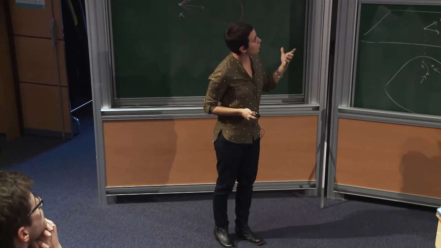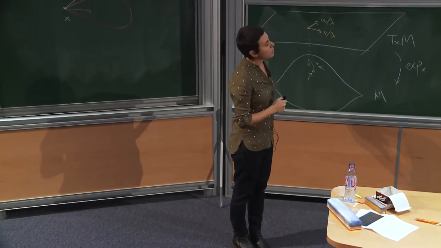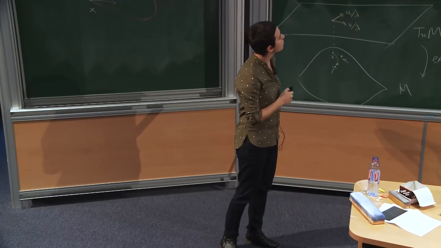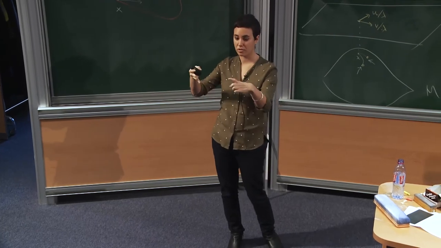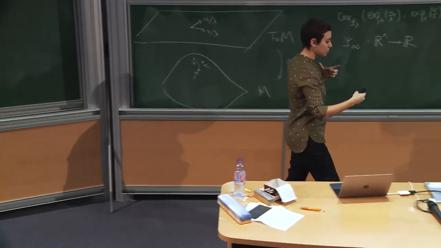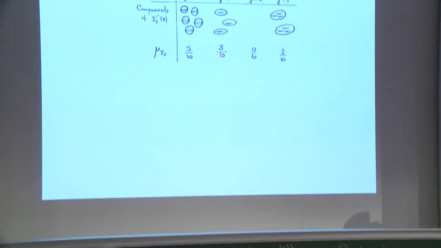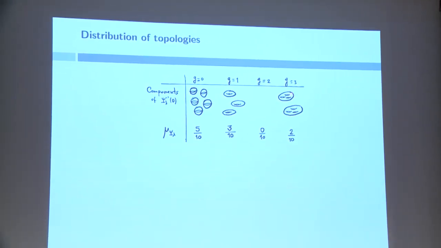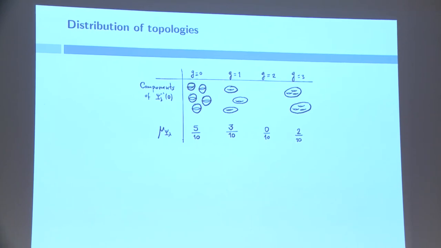So let me tell you how we are going to go about thinking of this problem. Suppose you have a realization of psi lambda, and these are the components of your zero set. The manifold has dimension 3, the components are a collection of surfaces, and you organize these surfaces according to their genus. Here I have 10 components in total. Five of them are spheres, three of them are tori, nothing of genus 2, and two components of genus 3. So you collect that information into a probability measure. What this probability measure tells you is the frequency with which each diffeomorphism type appears. So 5 out of 10 times I get a sphere, 3 out of 10 times I get a torus. And the question is, as lambda grows, is there going to be a universal distribution for my diffeomorphism types? Is there going to be a law that tells me that for lambda large enough, 90% of the components will always be spheres, 5% are going to be tori, and so on.